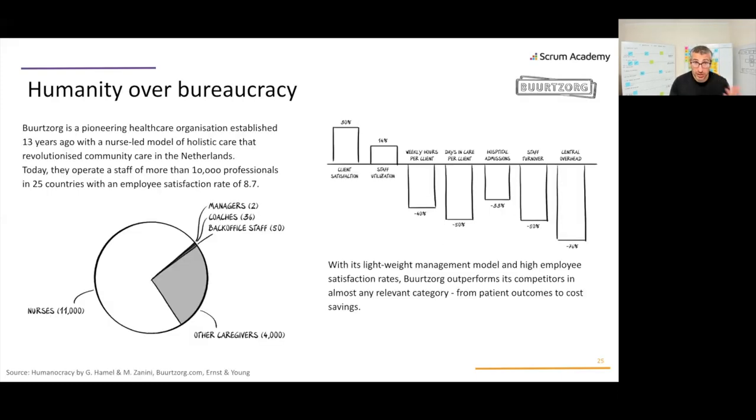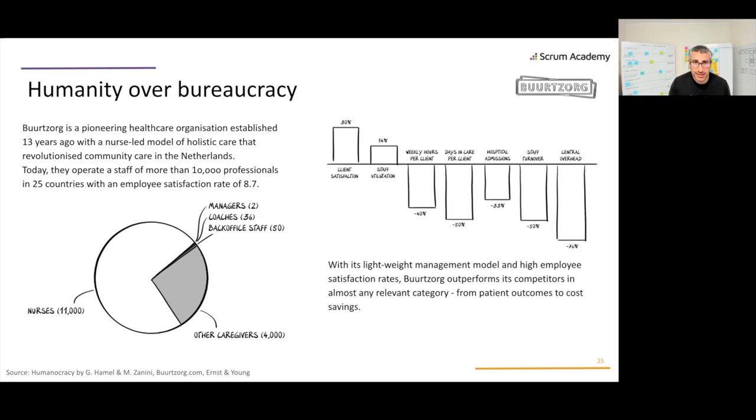One great company to mention here, and I cover this very shortly because I want to get into other topics as well, is Buurtzorg, a healthcare company. They have done tremendously when it comes to employee satisfaction, getting an average rating of 8.7 out of 10. And they do this by giving their teams an incredible amount of autonomy. So at the bottom left, you see a diagram here about the number of people in different working areas for Buurtzorg. As a healthcare company, yes, the vast majority of the people are nurses and other caregivers, around 15,000. That company only has two managers. Think about that. 15,000 plus employees, two managers.